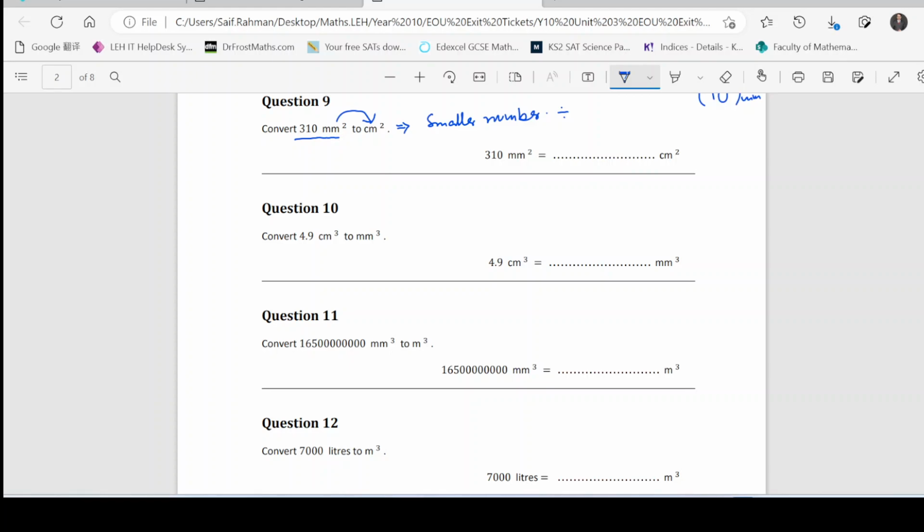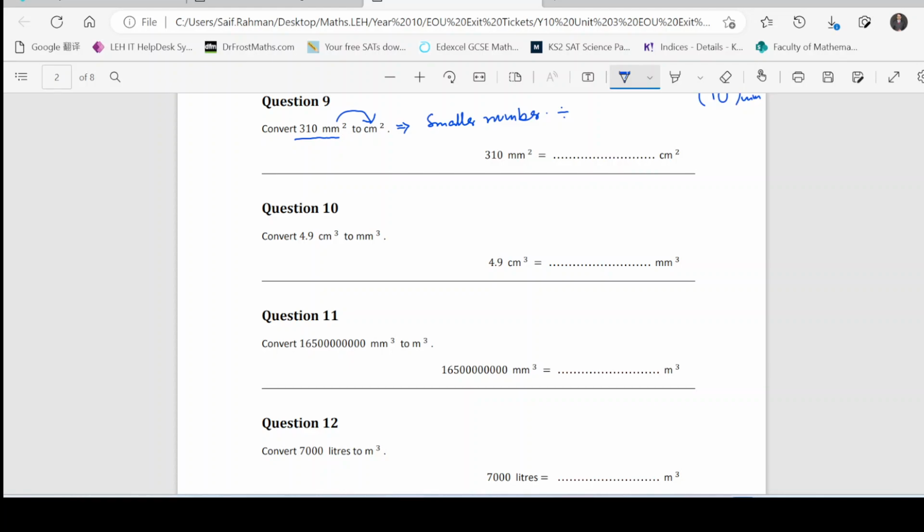Okay, in this question it is 4.9 centimeter cube to millimeter cube. So from centimeter to millimeter, centimeter is a bigger unit to a smaller unit. So when we convert from a bigger unit to a smaller unit, our answer will be a bigger number. So we want in fact a bigger number, and to make something bigger we multiply. So 4.9, and then with what?